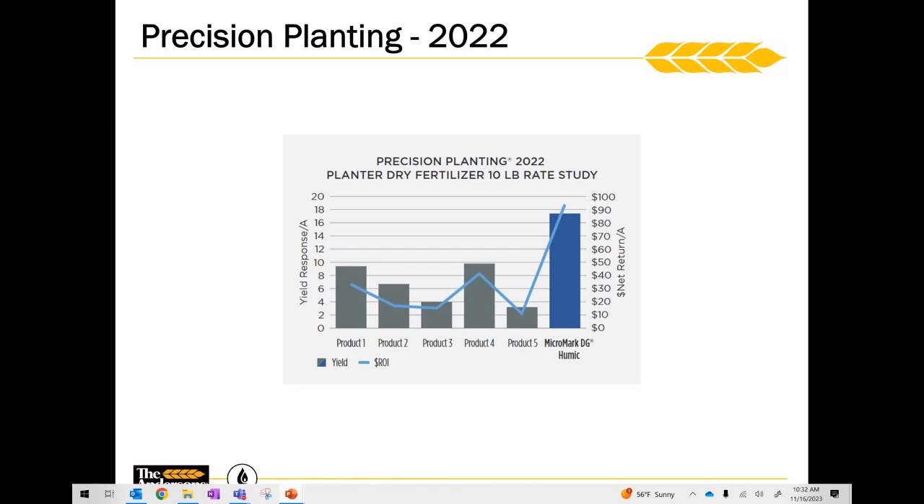This was the study that Precision Planting did. This was up against 5 other products. We had a really nice yield response. We had the highest yield response and the highest net return, and we were number 6 last year for Precision Planting's top 10 products.